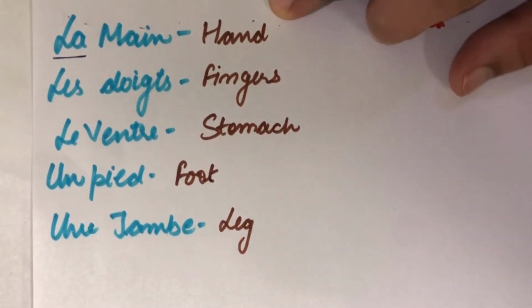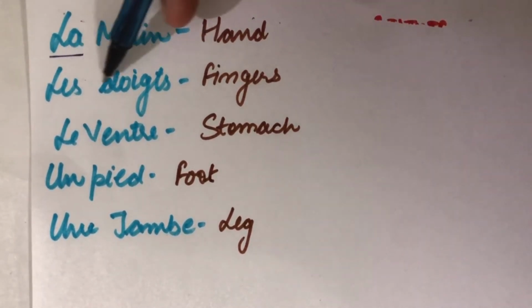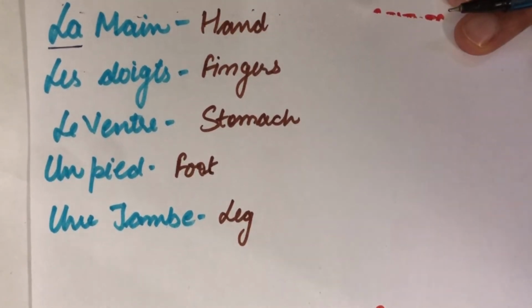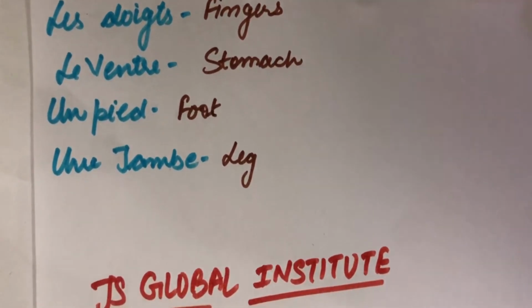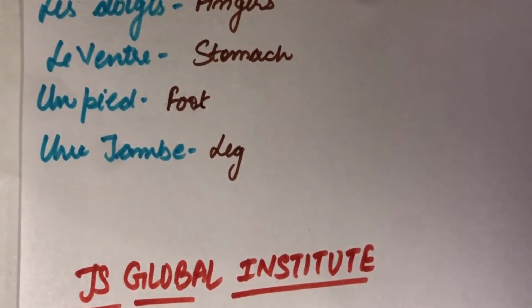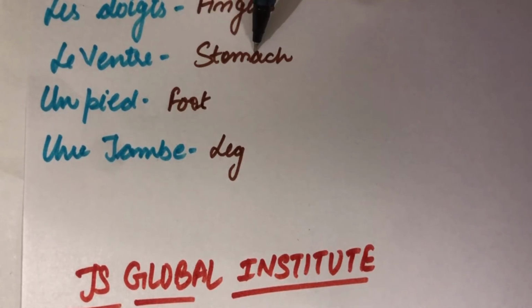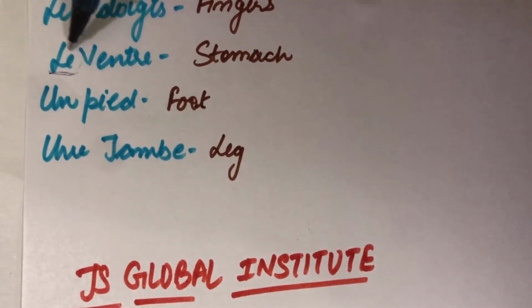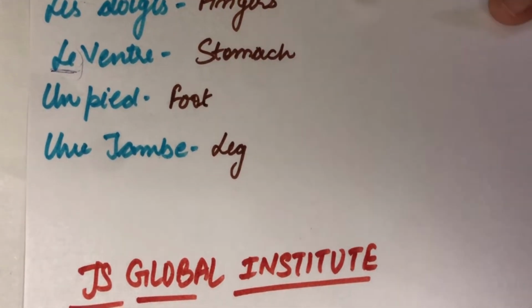Okay, next is les doigts, which are our fingers. Okay, so next is le ventre. So what is this le ventre? That is our stomach, and as the article defines here, this is masculine in nature.